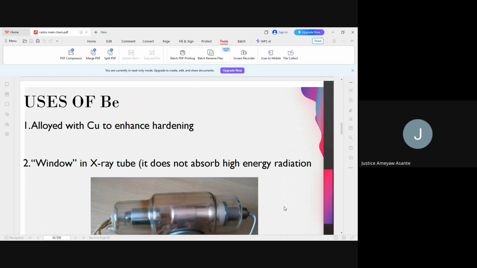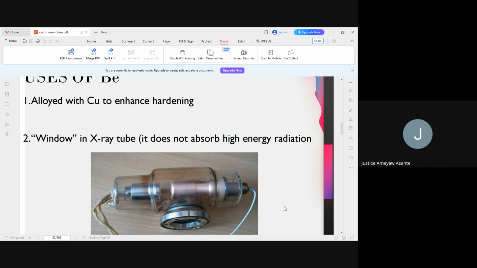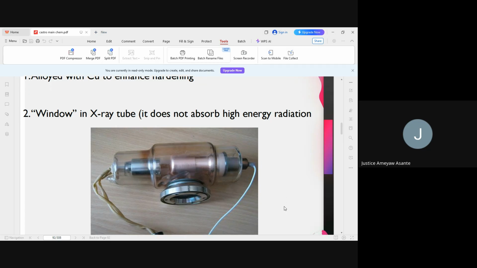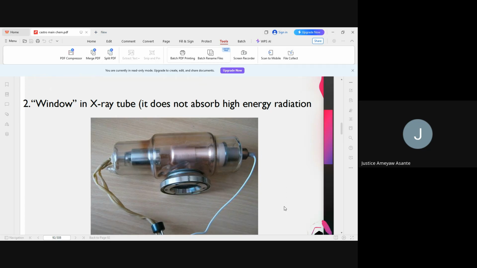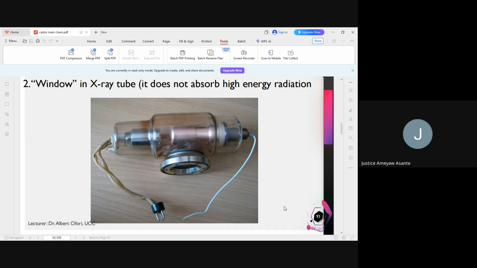What do you use beryllium for? As an alloy with copper to enhance hardening. So if you want to harden copper, you add beryllium to it. It is also used as the window in an X-ray tube, because it does not absorb high energy radiation. So the X-ray tube window is made of beryllium.